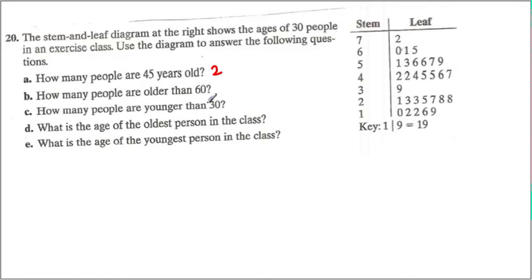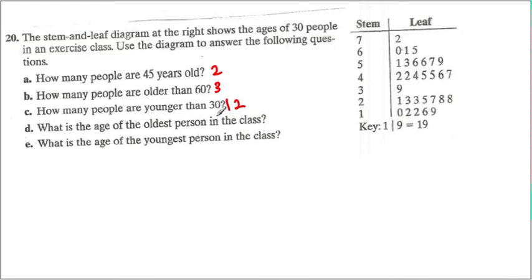How many people are older than 60? So it has to be older than 61, which is 3 people. How many people are younger than 30? Then it has to be below 30. 1, 2, 3, 4, 5, 6, 7, 8, 9, 10, 11, 12.